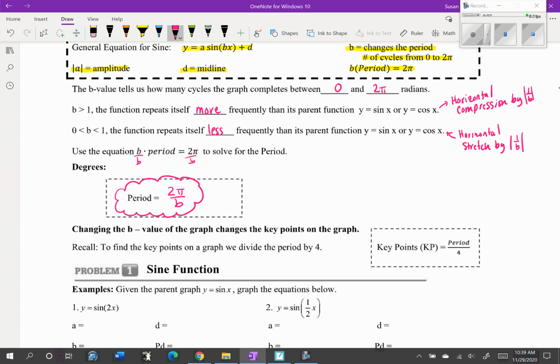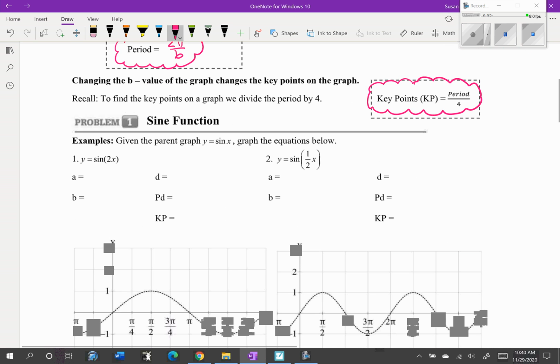Changing the b value of the graph changes the key points on the graph. So keep that in mind. So remember we said we had 5 key points, the maximums and minimums and where the graph crosses the midline. And so to recall, to find the key points on the graph, we divide the period by 4. So that's going to be how we find our new key points.